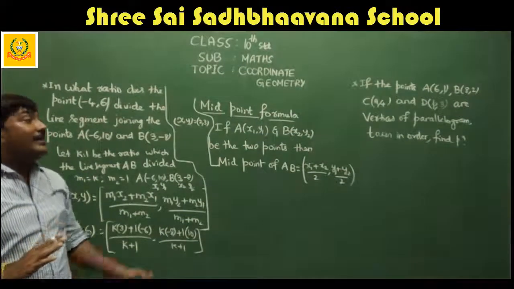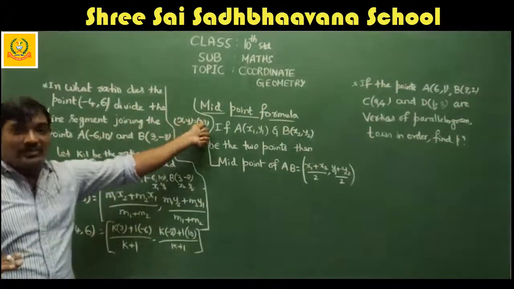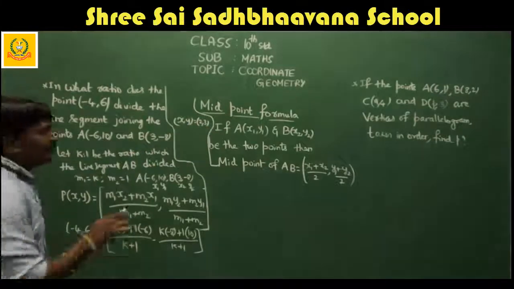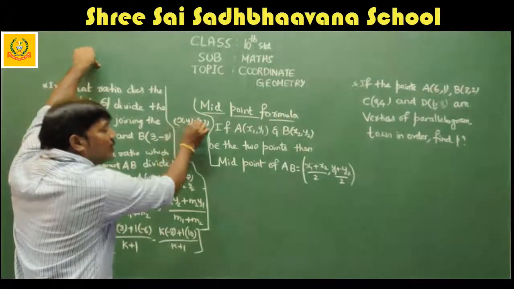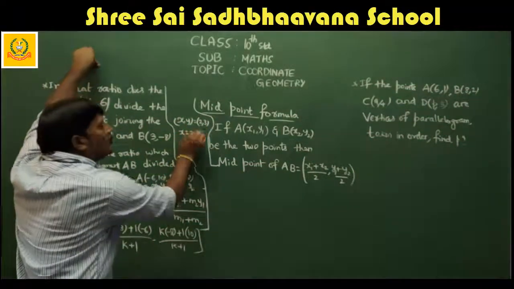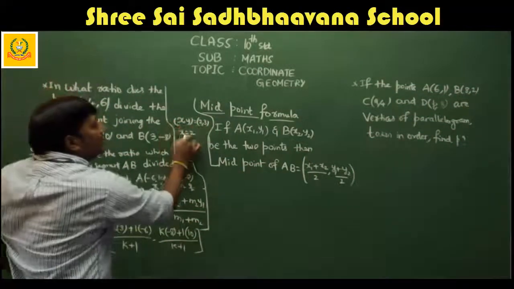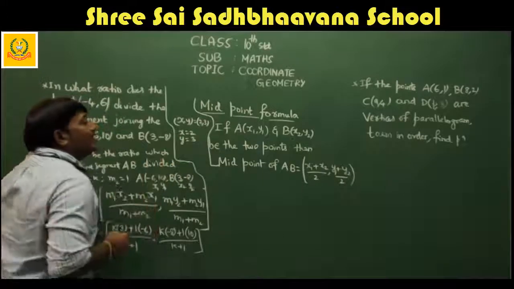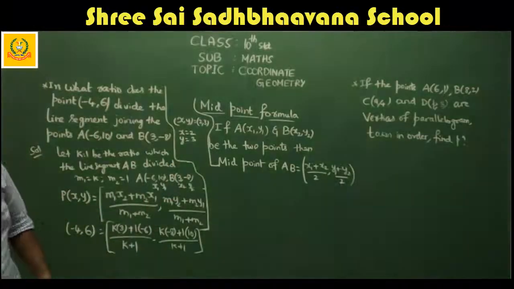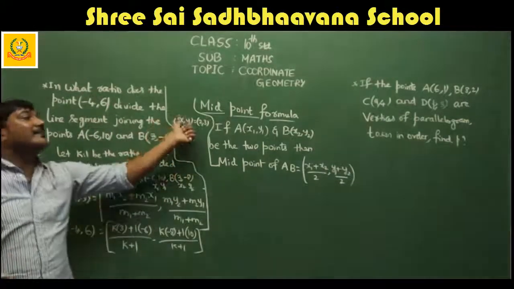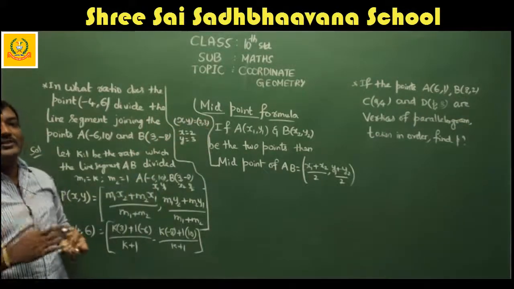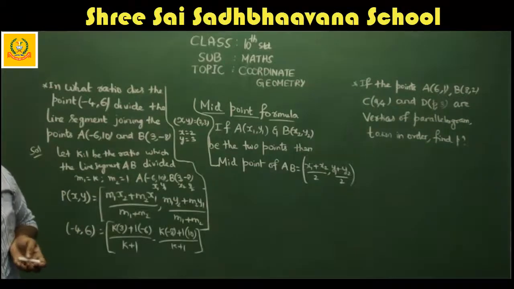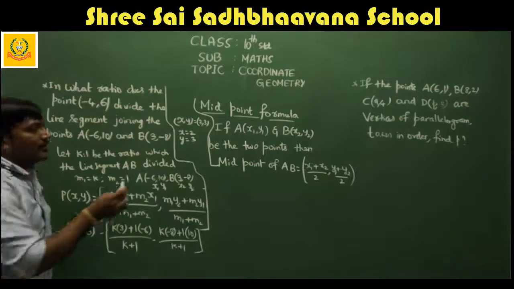What does it mean? If this coordinate is equal to this coordinate, it means corresponding values. What is x here? In the place of x, what we have? 2. So x is equal to 2. And in the place of y, what we have? 3. So it means if x comma y is equal to 2, 3, it means that x coordinate is 2 and y coordinate is 3. If they are equal, obviously the corresponding coordinate should be equal. I hope you understood this.